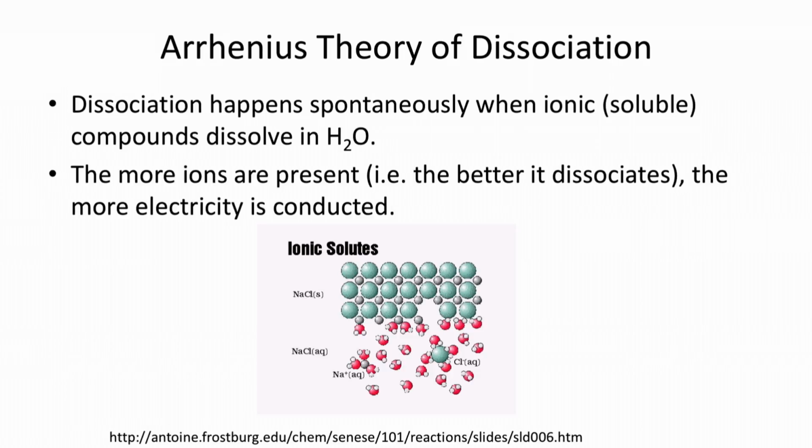Now we're going to talk about aqueous solutions, which involve things that are dissolved in water. So in order to discuss aqueous solutions, we have to talk about our friend Arrhenius. Arrhenius came up with different theories for various things. He's the same person that did the acid and base definitions, and it's really based on his theory of dissociation. Dissociation basically happens whenever ionic things that are soluble dissolve in water.